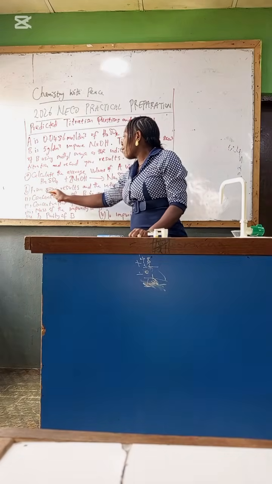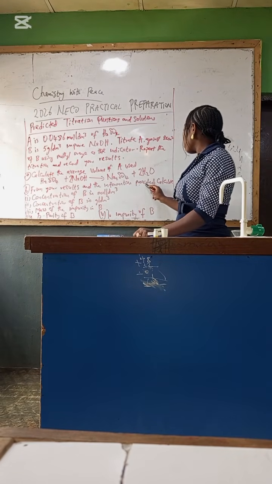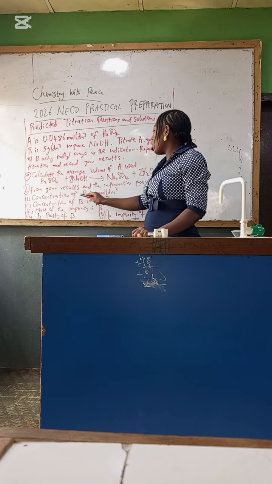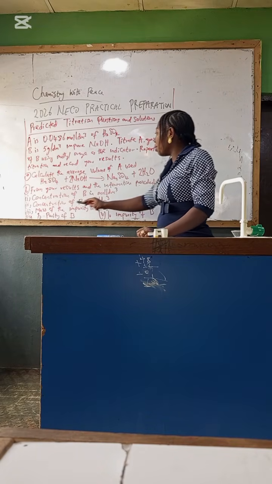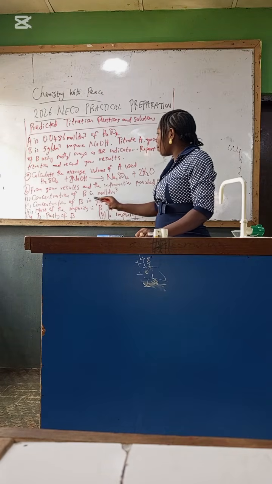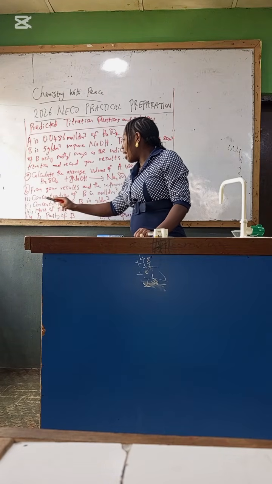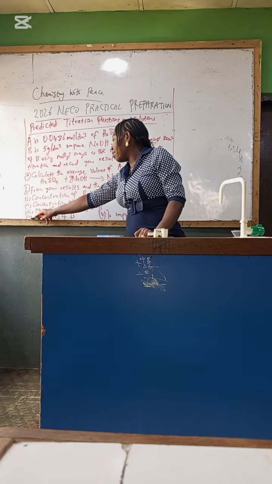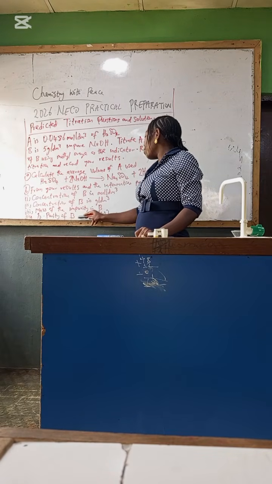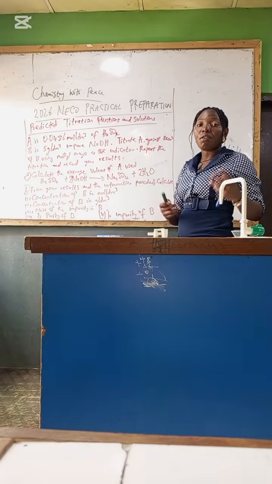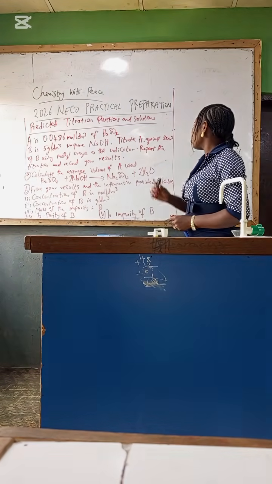Then B. From your results and the information provided, calculate: I. Concentration of B in mole per dm cube. II. Concentration of B in gram per dm cube. III. Mass of the impurity in B. IV. Percentage purity of B. V. Percentage impurity of B. Now we are going to answer this question.